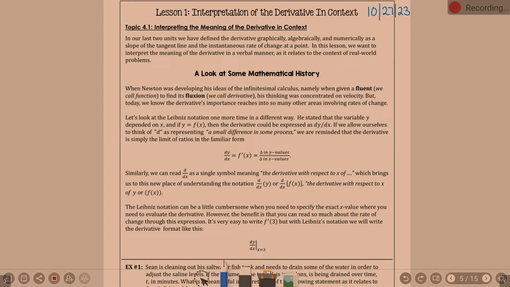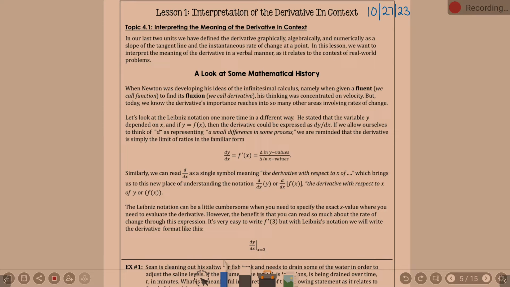A few names here. Newton. When Newton was developing his ideas of the infinitesimal calculus, namely when given a fluent, or what we call a function, to find its fluxion, what we call the derivative, his thinking was concentrated on velocity. But today we know the derivative reaches into so many other areas involving rate of change. We've already talked about velocity. If you recall, velocity is the derivative of position. Velocity is that rate of change.